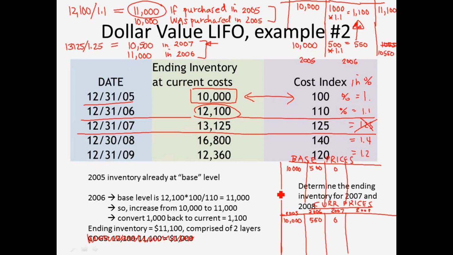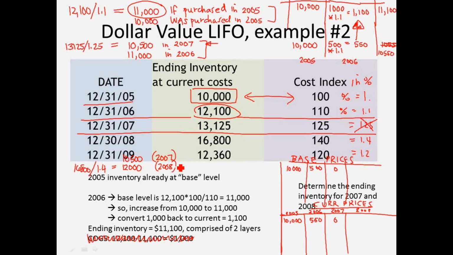Okay, so what do I do in 2008? Mechanically, everything's exactly the same. I'm not changing the way I think about the problem. So what do I have to do in 2008 to figure out if I have more or less inventory? I take 16,800 and divide by 1.4. What do I get? 12,000. So I compare it to 10,500, which is what I had at the end of 2007, and do I have more or less? Okay, how much more in base prices?